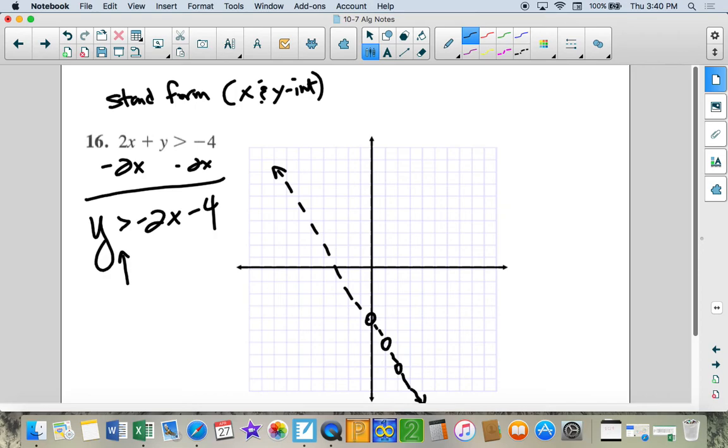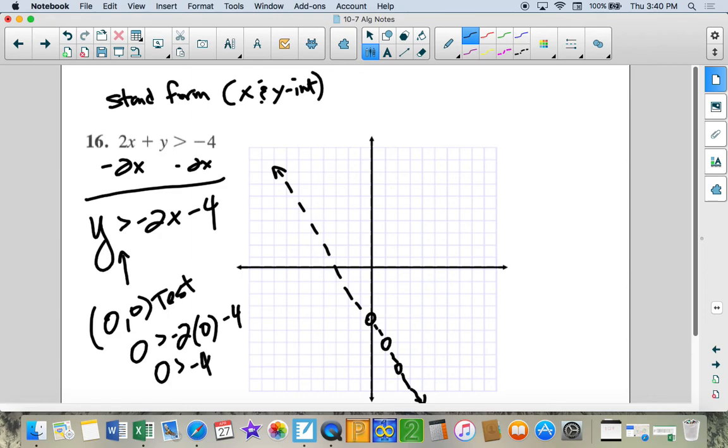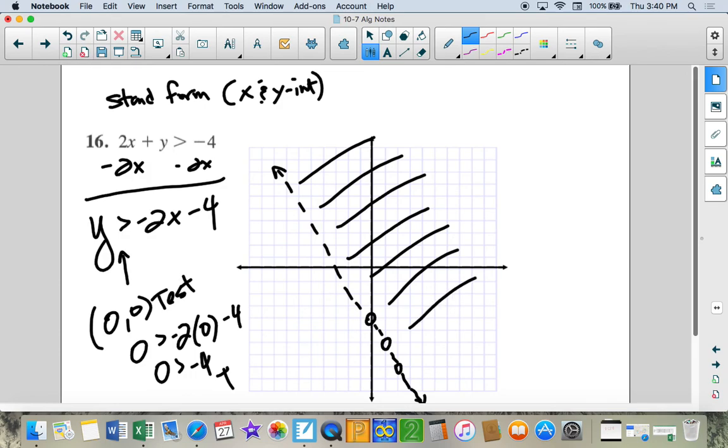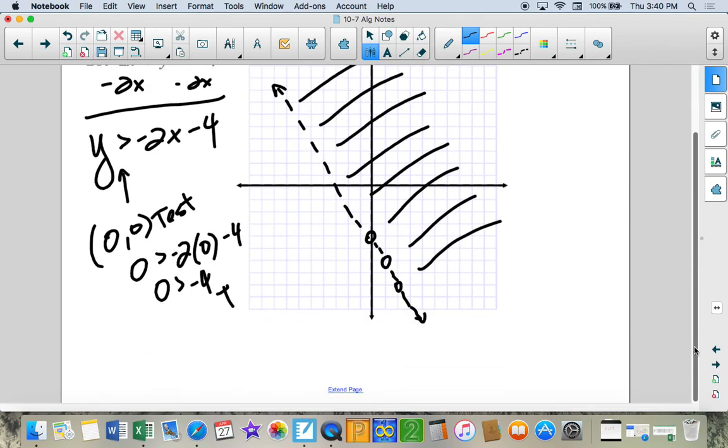I'm going to test the point 0, 0 as my test point. So 0 for y, 0 for x. Is 0 greater than negative 4? That is true. So I know this point is true, so I'm going to shade the true side. Let's write the coordinates on here. That's 0, negative 4. That's 1, negative 6. And that's 2, negative 8. And y is greater than negative 2x minus 4.